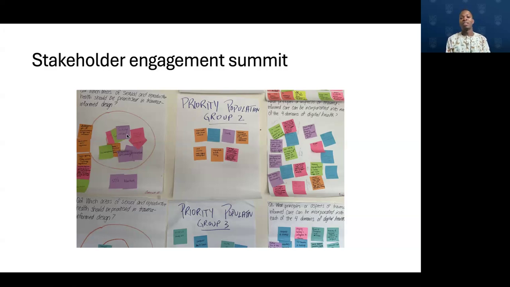And we also asked them about the priority research areas or topics that should be considered to make sexual health-related technologies trauma-informed. And at the end of the day, we asked them to identify at least 1 or 2 research questions on how sexual and reproductive health technologies could incorporate trauma-informed care in each of those 4 stages. This was a really exciting engagement summit.